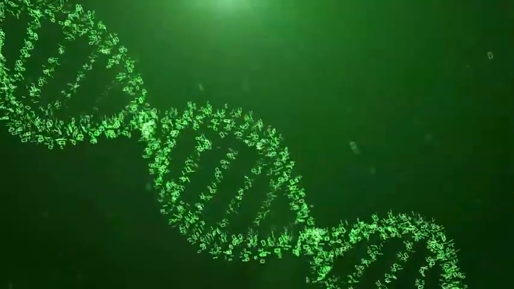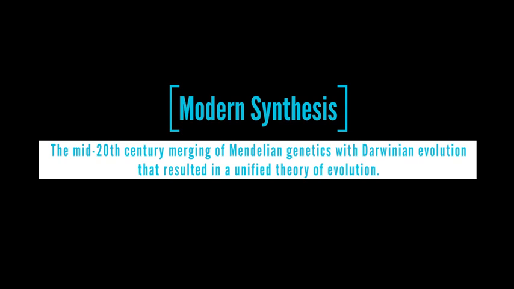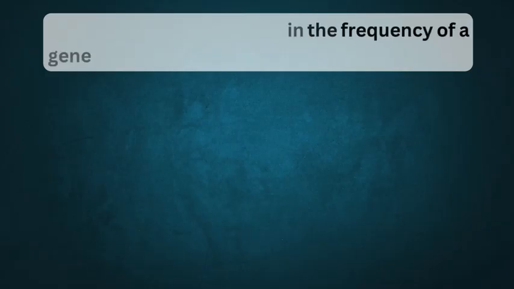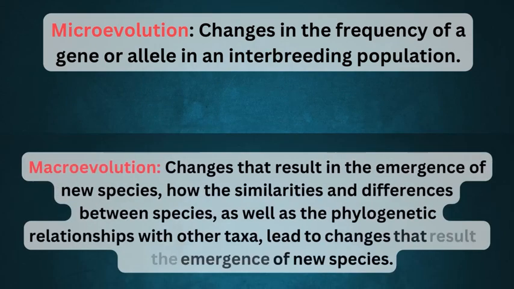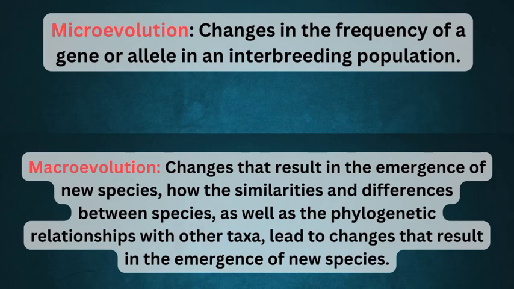This understanding of genes set us up for modern synthesis, which accounted for both microevolution, which is the changes in the frequency of a gene or allele in an interbreeding population, and macroevolution, which are the changes that result in the emergence of a new species, how the similarities and differences between species, as well as the phylogenetic relationships with other taxa, led to changes that result in the emergence of a new species.